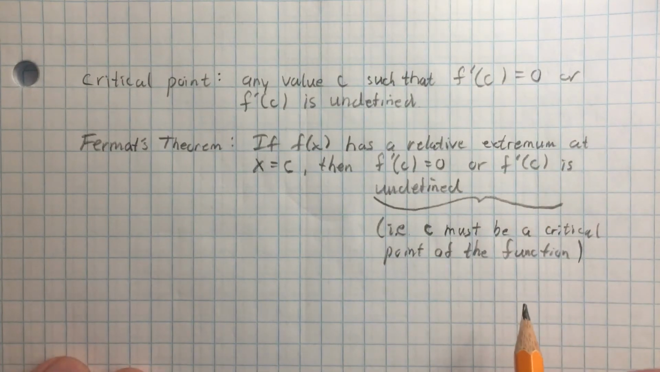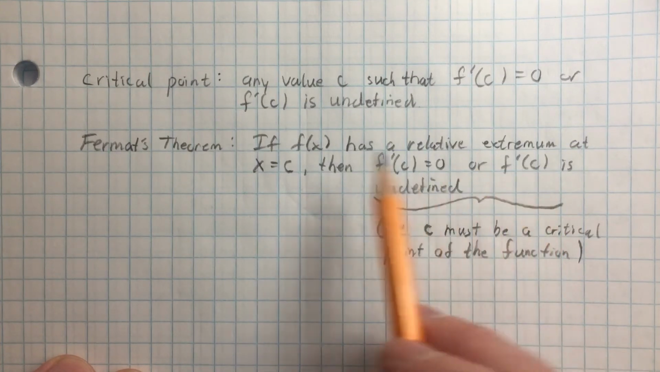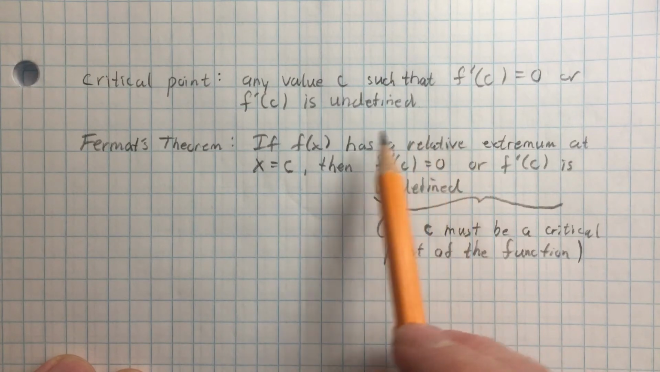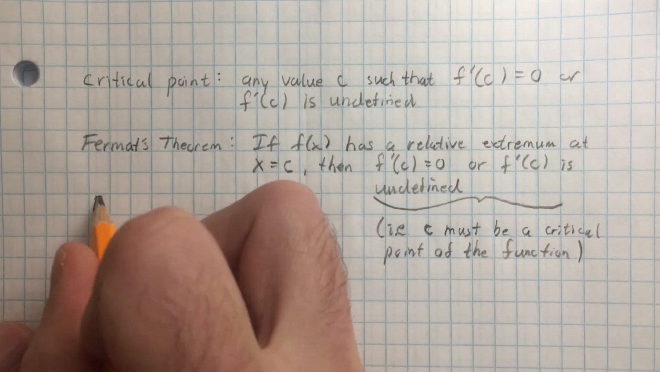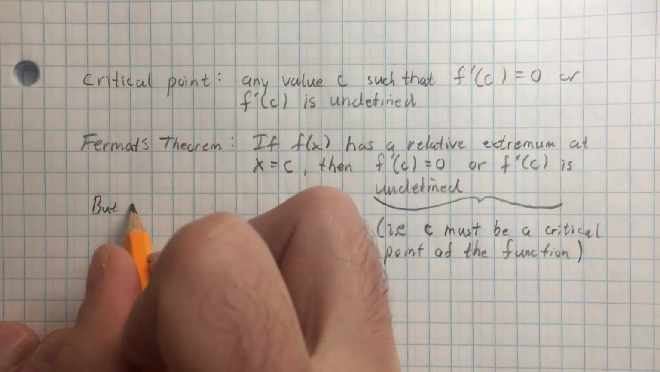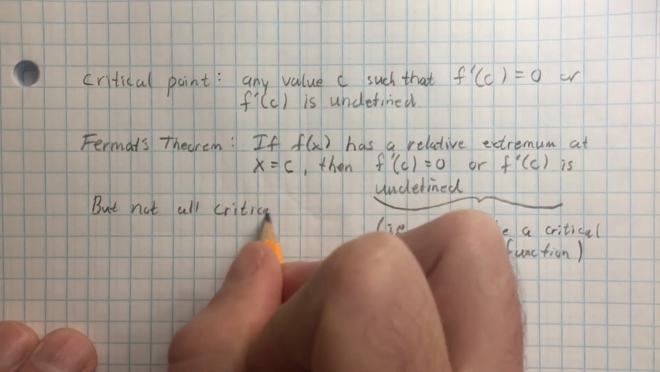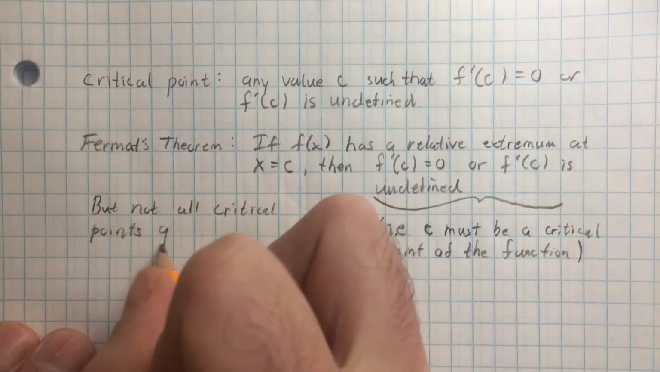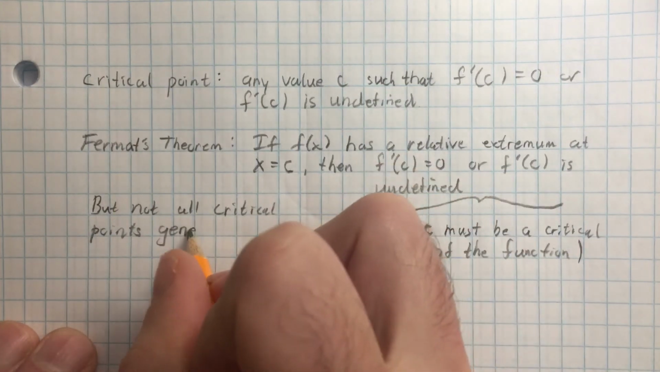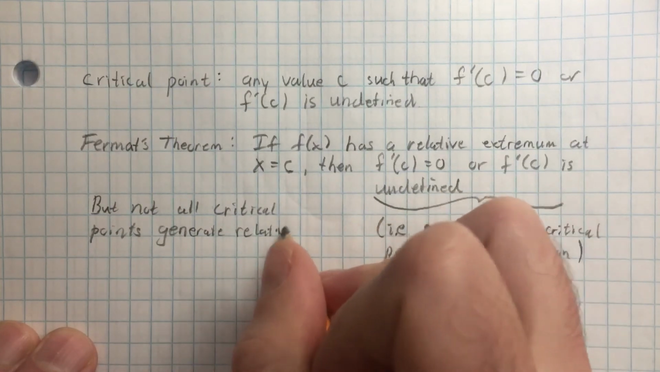Okay, so since that is one directional, that means all relative extrema must come from critical points. But beware, right? Not all critical points generate relative extrema. It's a one-directional idea.